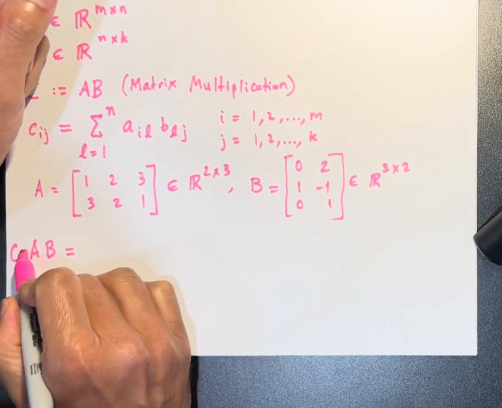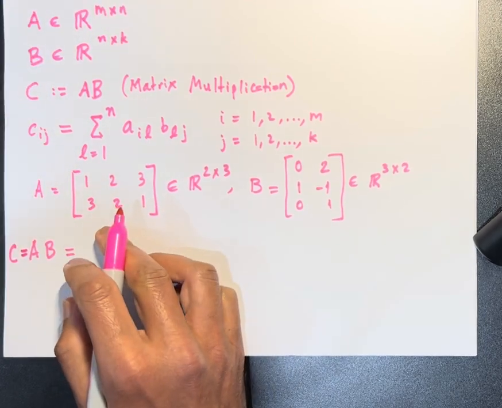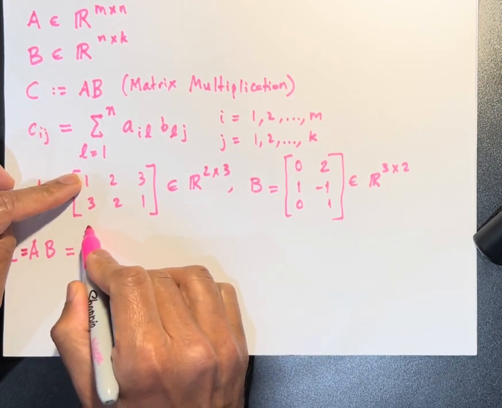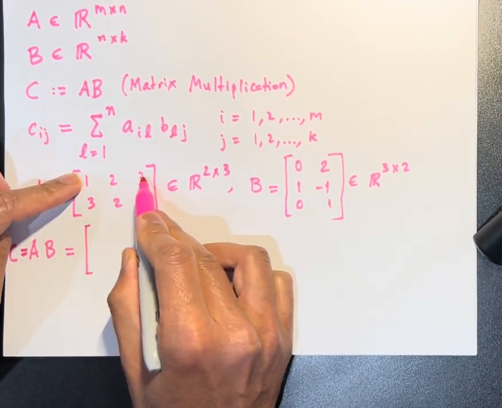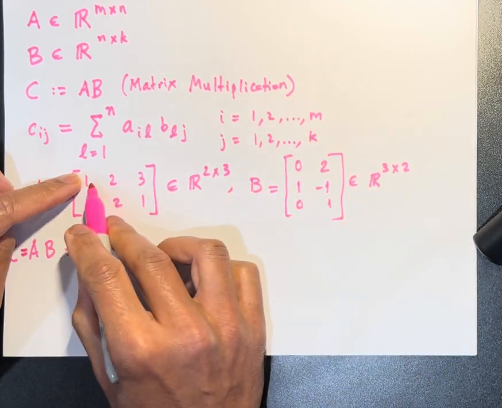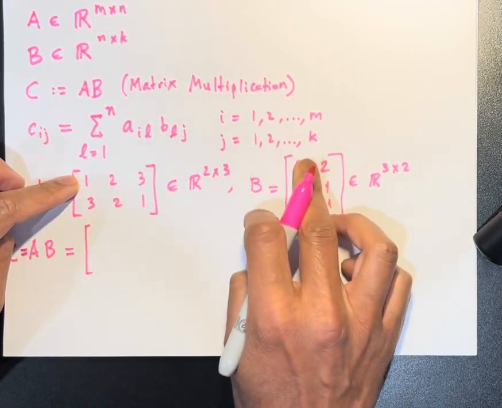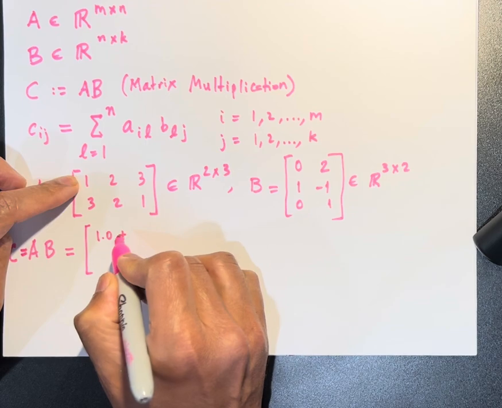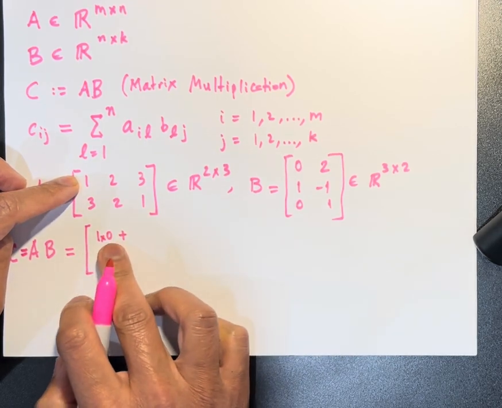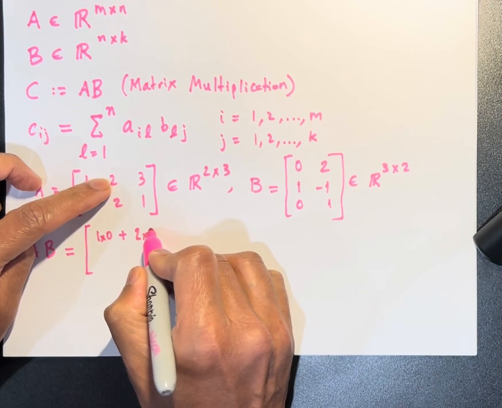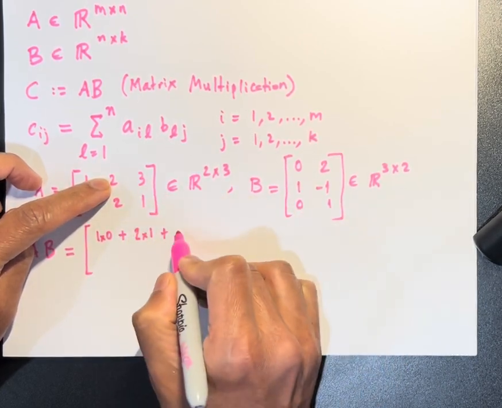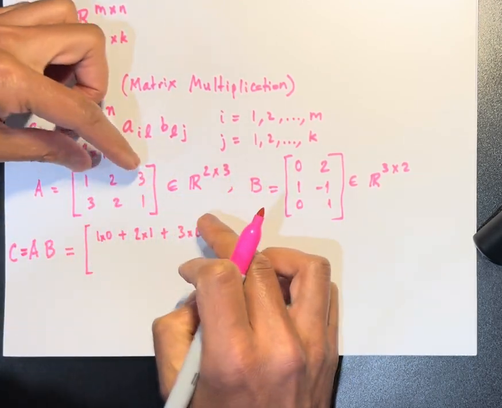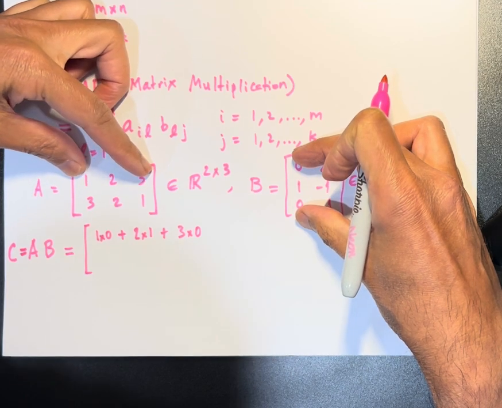So let's first do C equal to AB. To do that, I'm going to take the first row of A. The top left item in this matrix C is going to be this multiplied by this, which means we take this row and take 1 times 0. I'm going to write this as 1 times 0 plus 2 times 1 plus 3 times 0. That's the top left element. The first row here and the first column here are multiplied.